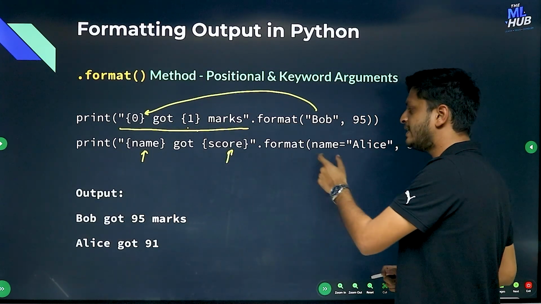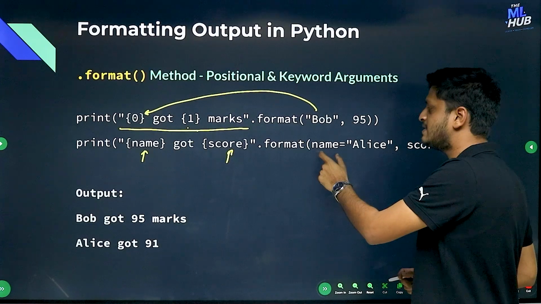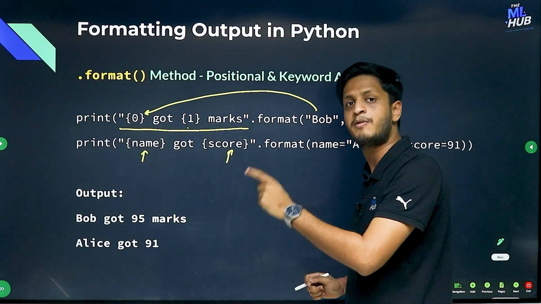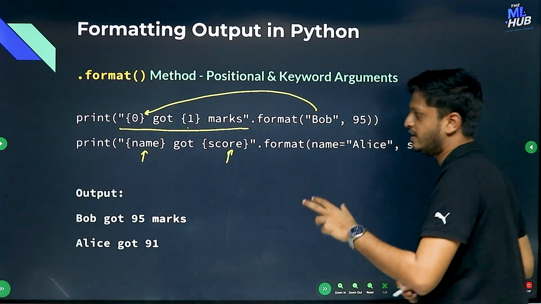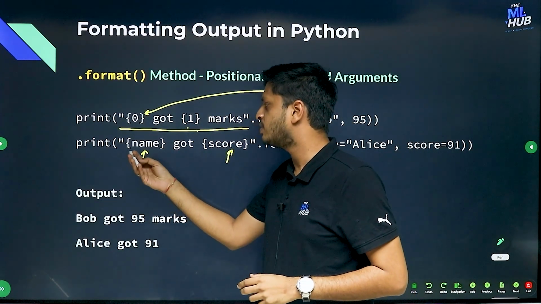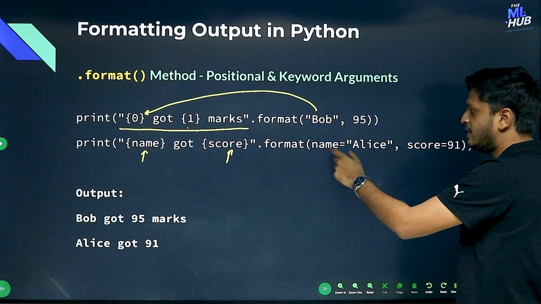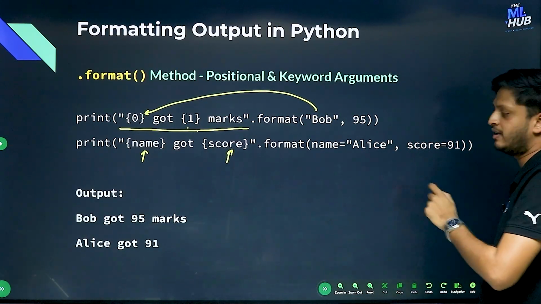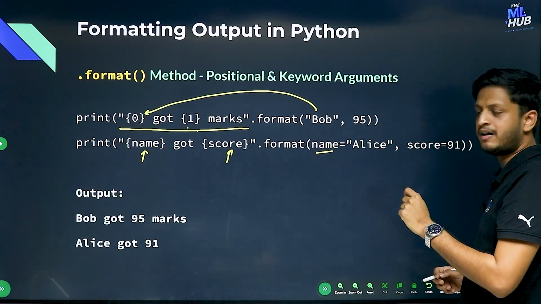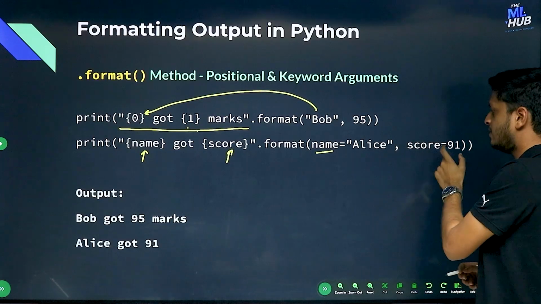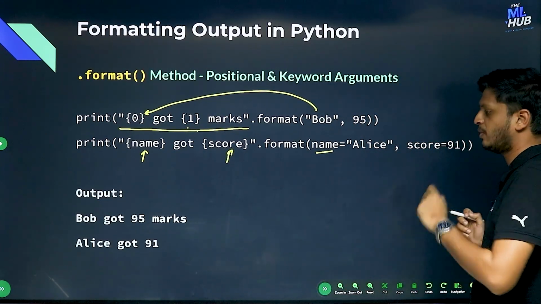So now while giving the arguments, we have to pass the key and value both. So key is the name of the argument which we need to replace, the name of the placeholder, and the value is what it needs to be replaced with. So here the template that we wanted to print was name got score. Okay, and we are formatting it with name being Alice and score being 91. So automatically wherever in the curly brackets you have name, Alice will be replaced by it, and wherever you have a score in the template, 91 will be replaced by it. So the final output will become Alice got 91.